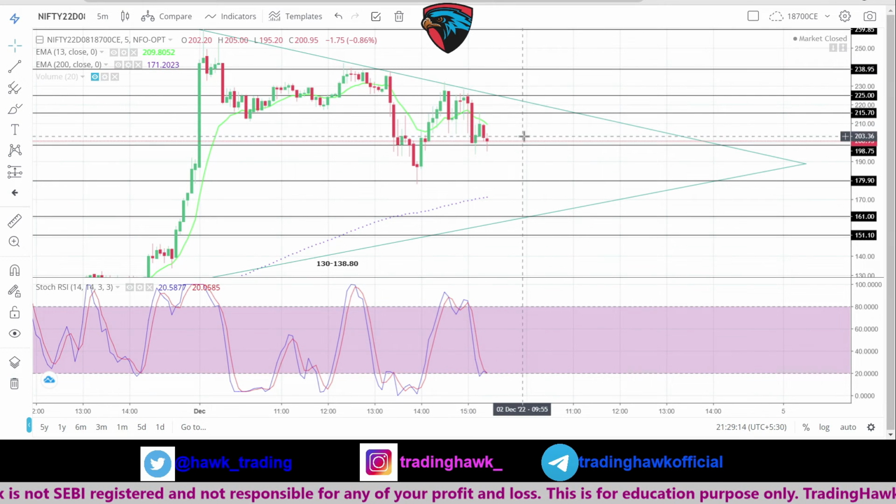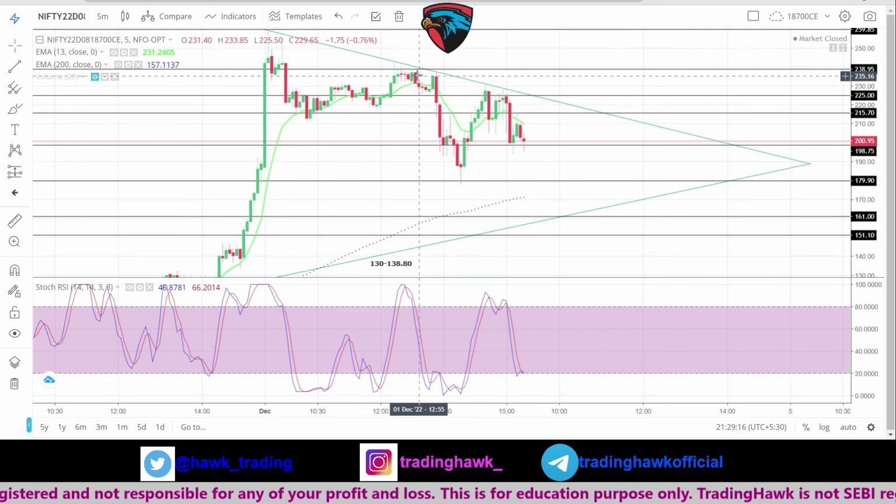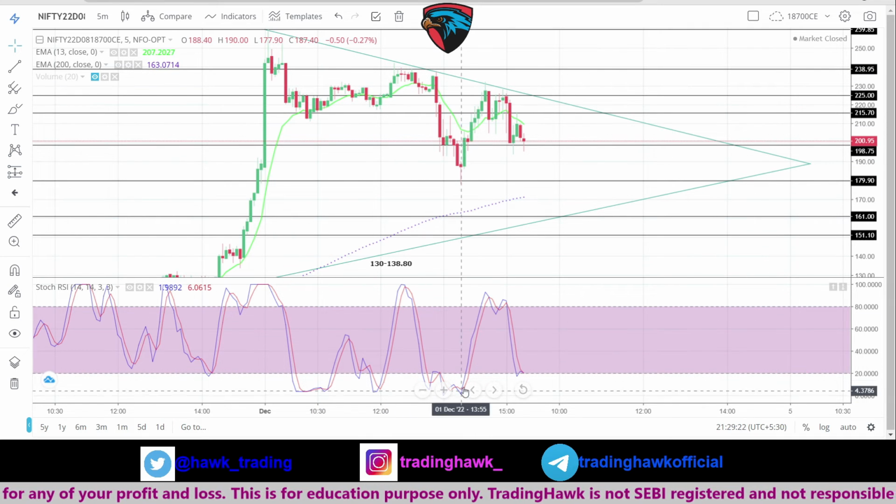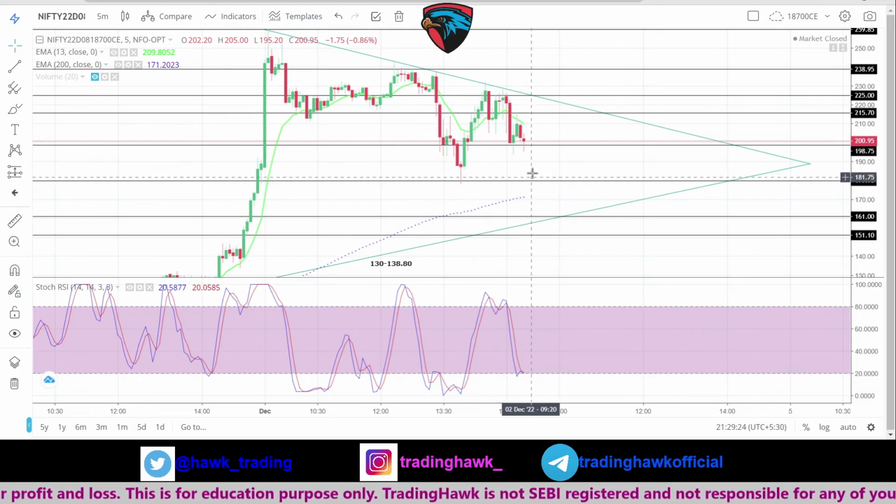Sometimes the price will not give you the clear identification of double bottom or double top, but this stochastic RSI will give you the judgment about it.